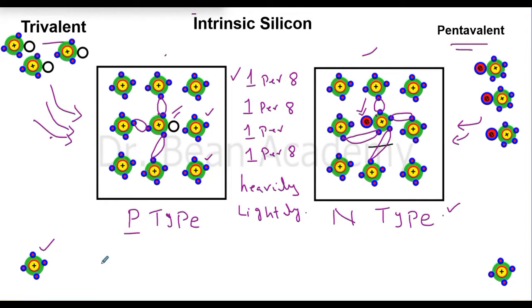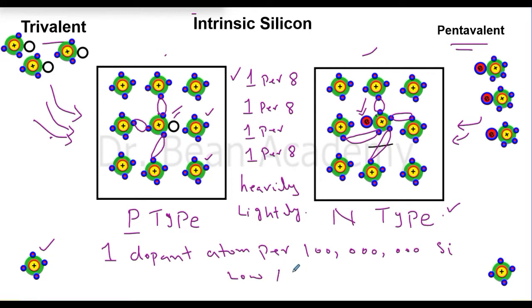So usually if I add one dopant atom per 100 million silicon atoms, this doping is called low doping or light doping. You see, the real numbers are really large. If I add one dopant atom, whatever it is, it may be pentavalent in case of n-type or trivalent in case of p-type.